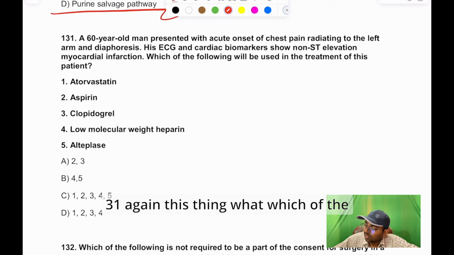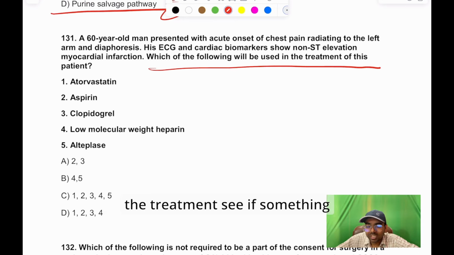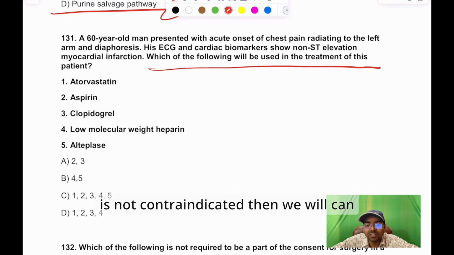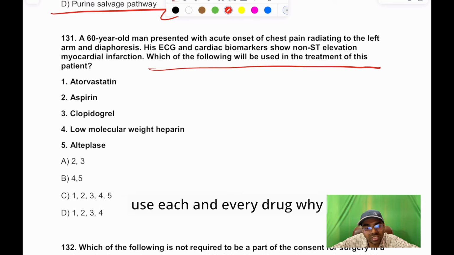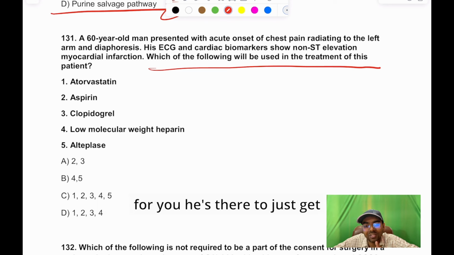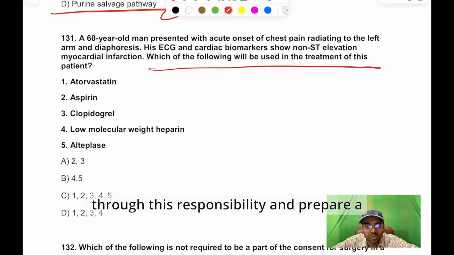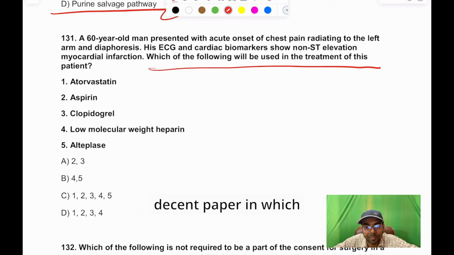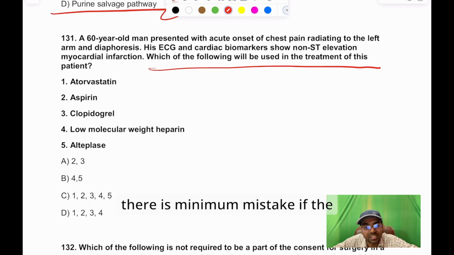Again this thing: which of the following will be used in the treatment? See, if something is not contraindicated, then we can use each and every drug. Why confuse a lot? Because the examiner is there to save himself. He's not there to frame a question for you. He's there to just get through this responsibility and prepare a decent paper in which there is minimum mistake.